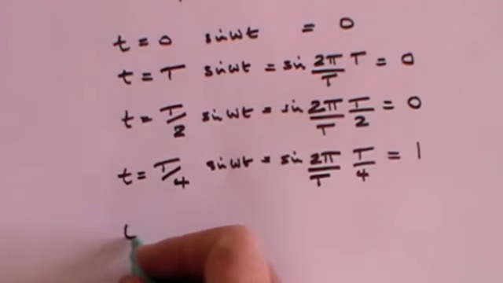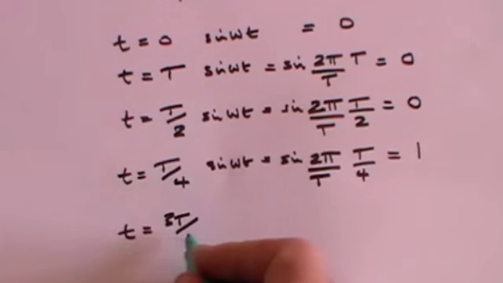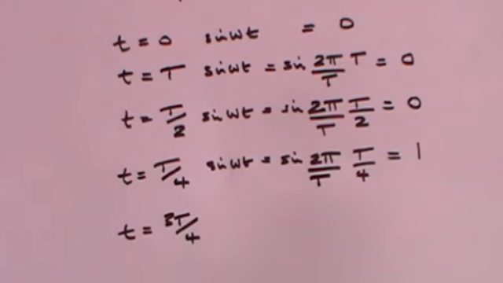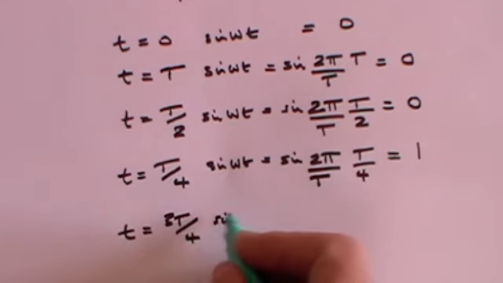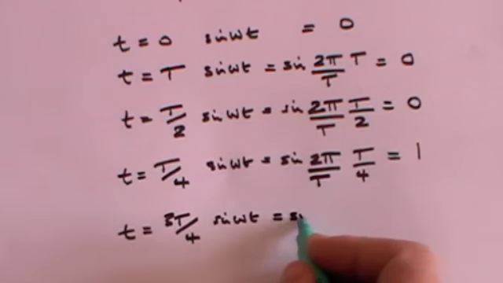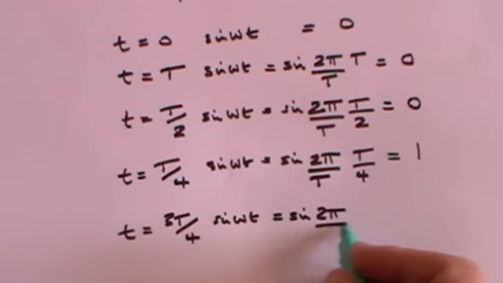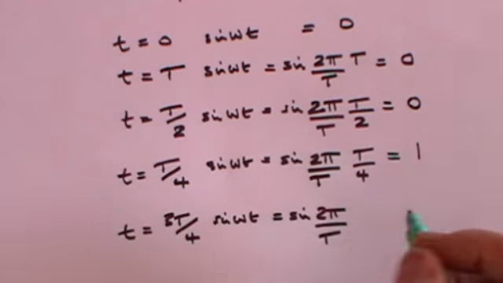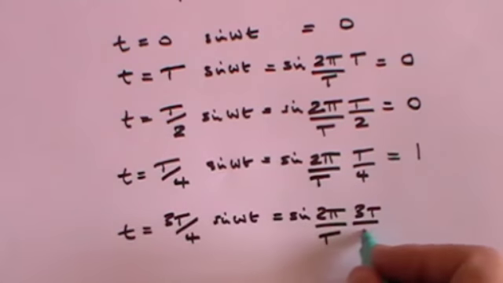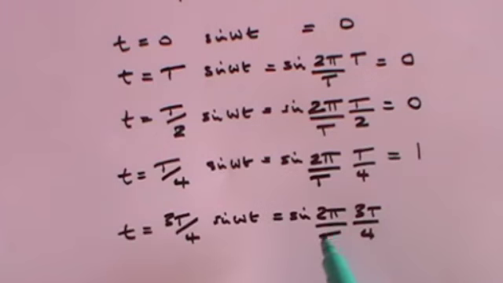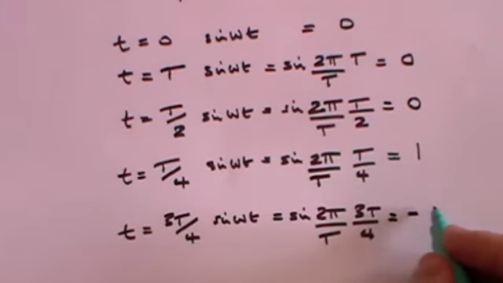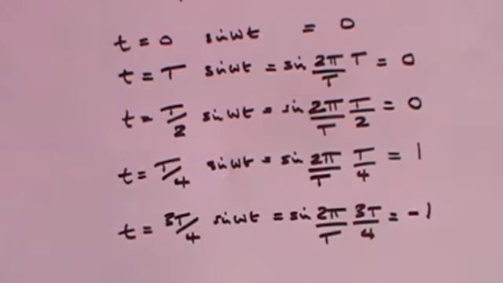And what happens when t is 3T over 4? In other words, 3/4 of the period. Well, the sine of omega t will be the sine of omega, 2 pi over capital T, times the time, which is 3T over 4. So it's the sine of 3 pi over 2, 1.5 pi, and the sine of 1.5 pi is minus 1.